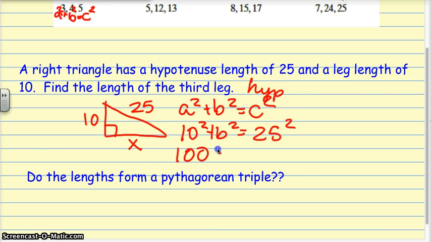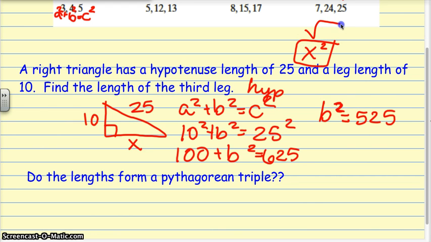This gives me 100. This gives me, let's see, 625. To get b by itself, I'm going to subtract 100 from each side. B squared equals 525. To undo a square, if you look at your calculator, the x squared button has the square root button right above it, and it's not there by coincidence, it's there because they're opposites. So to undo a square, you don't divide, you don't subtract, you don't add, you square root. Those cancel, giving you your b.